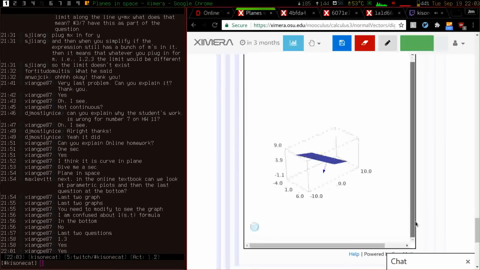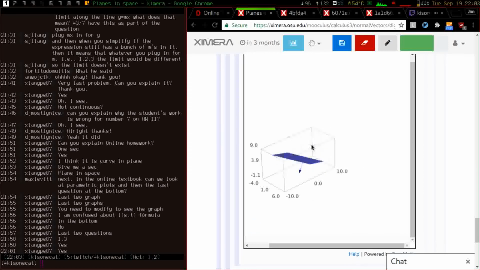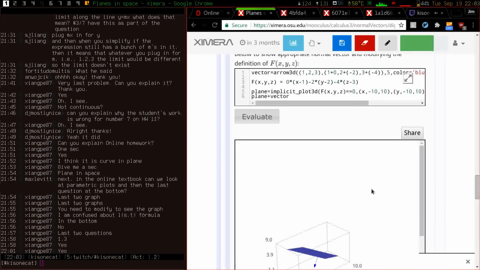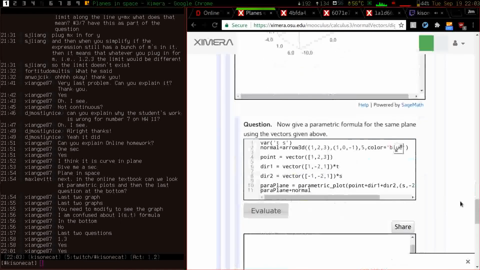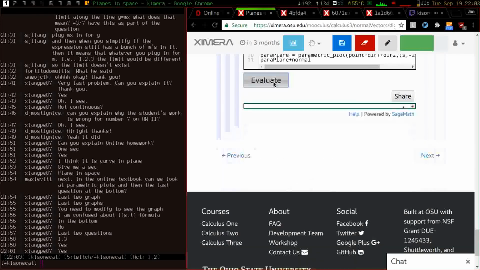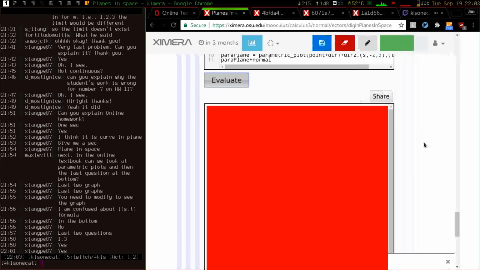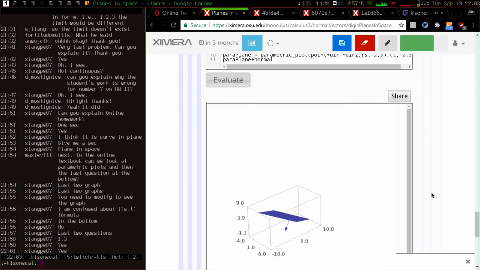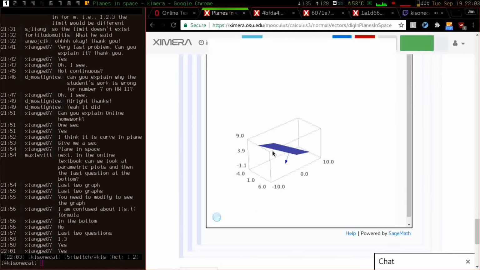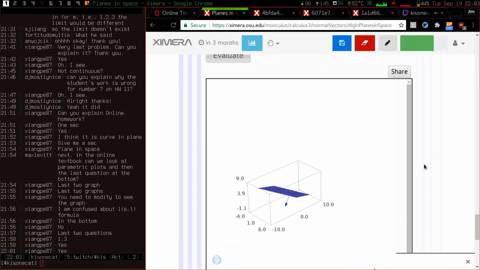Oh, why can't I wiggle it around though? That's a shame. Uh-oh. Okay. Try evaluating that again. Hopefully now it will rotate. Nope. Now my computer is really unhappy. In any case, it looks pretty good and perpendicular there, which is what I wanted.